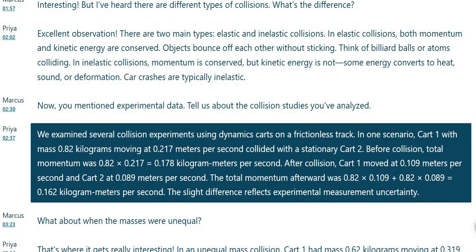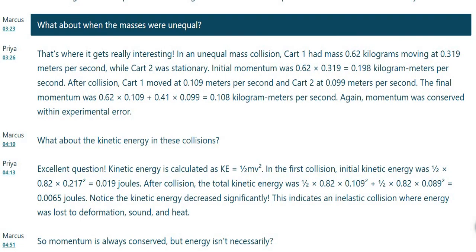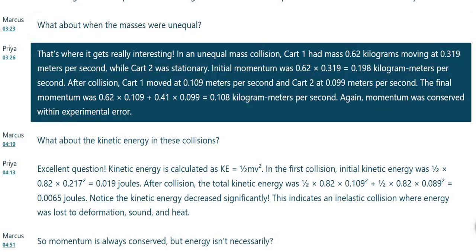After collision, cart 1 moved at 0.109 meters per second and cart 2 at 0.089 meters per second. The total momentum afterward was 0.82 times 0.109 plus 0.82 times 0.089 equals 0.162 kilogram meters per second. The slight difference reflects experimental measurement uncertainty. What about when the masses were unequal? That's where it gets really interesting.